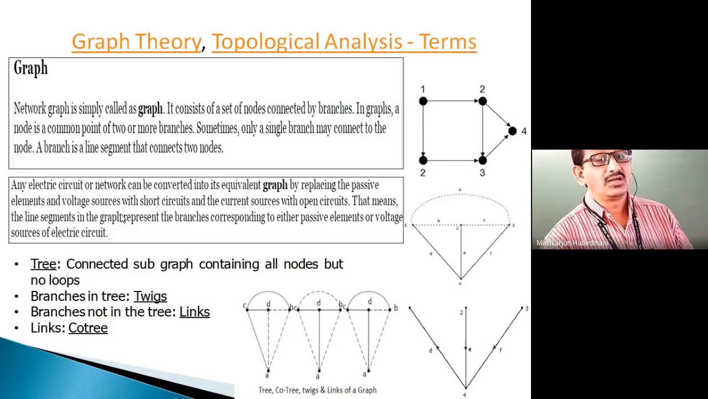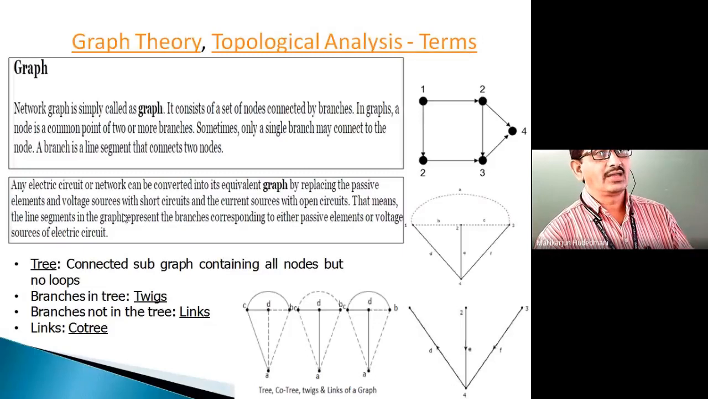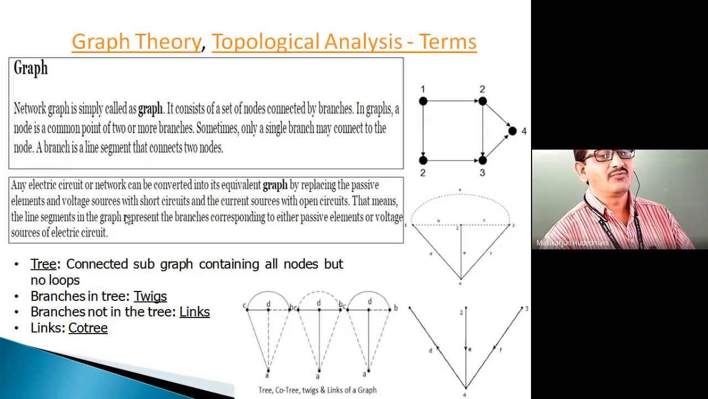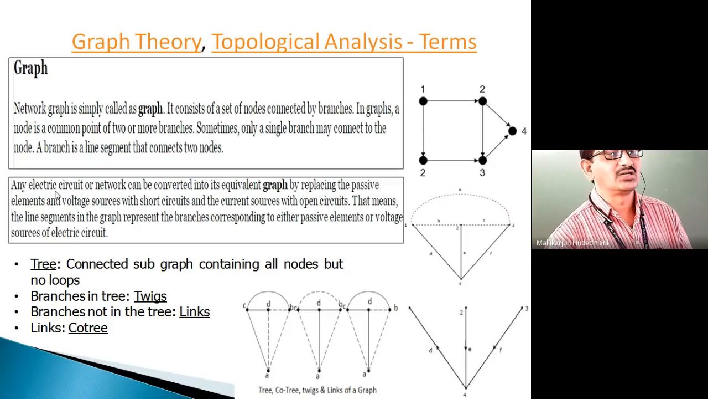Then a particular oriented graph can be converted to a tree of a problem by replacing a few of the solid lines by dotted lines. How many lines I should make dotted is followed by a rule. Number of links L equals all the elements present in the system, it can be E or B, minus the number of nodes or buses present plus 1. So I have shown you some representation here.